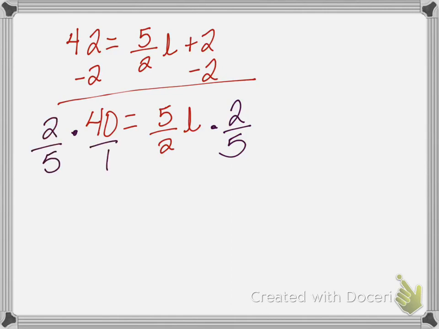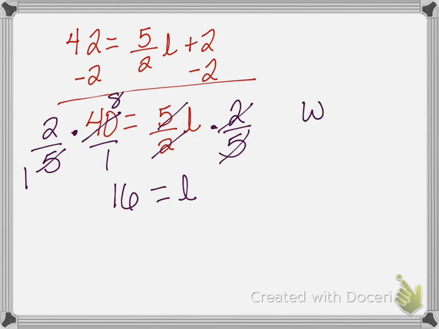Okay, and when I do that, this cancels. I'm left with L. 5 goes into 5 once. 5 goes into 40 8 times. So my length is 16. Okay, that's my length. My width was 1/4 L plus 1.